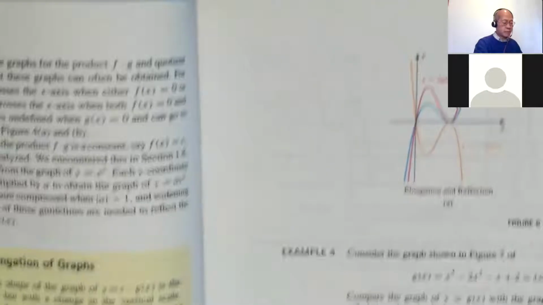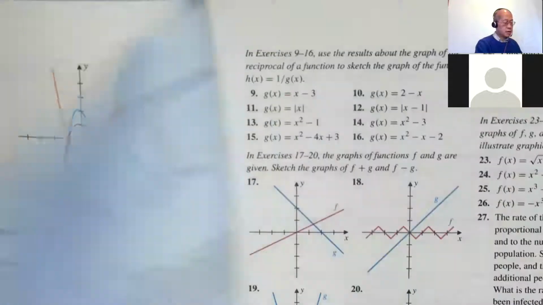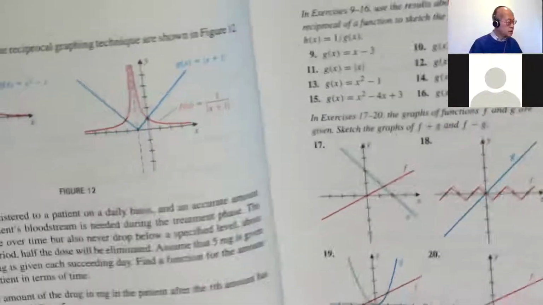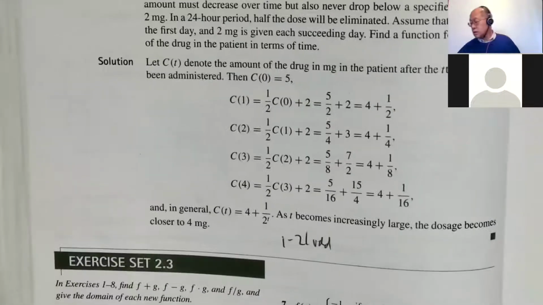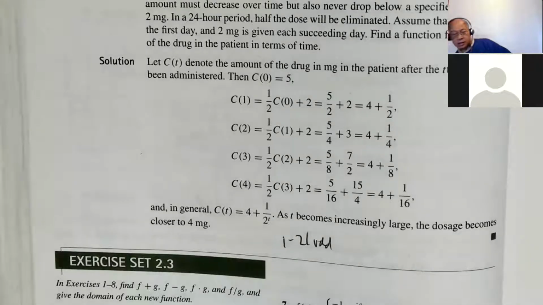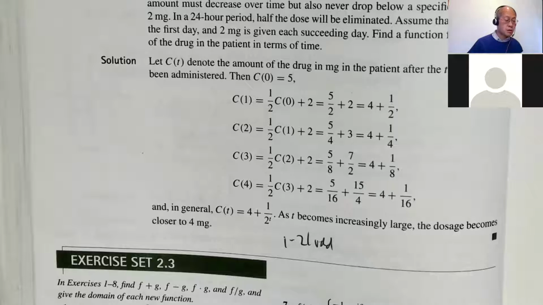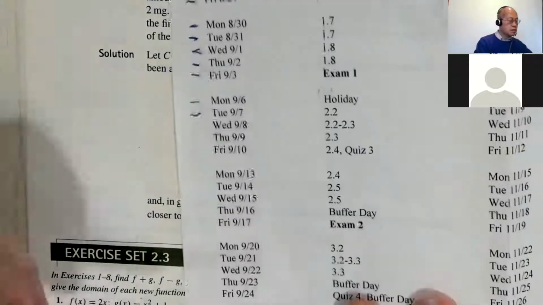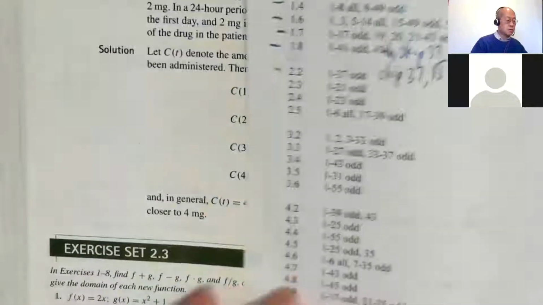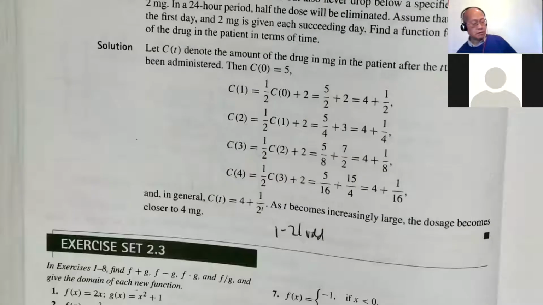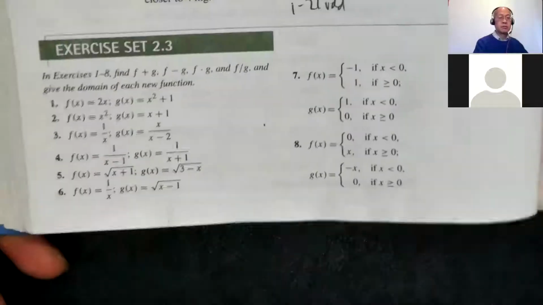What gets a little bit harder is when you have a composition of functions, and I'll show you that when we get to it. So 2.3, the assignment was 1 to 21 odd. It's 1 to 21 odd. And let me show that to you. Page 100.